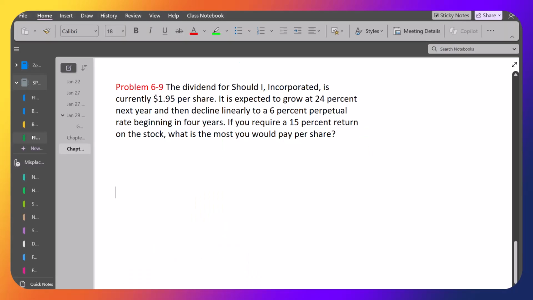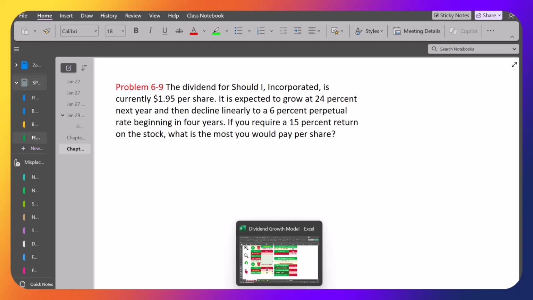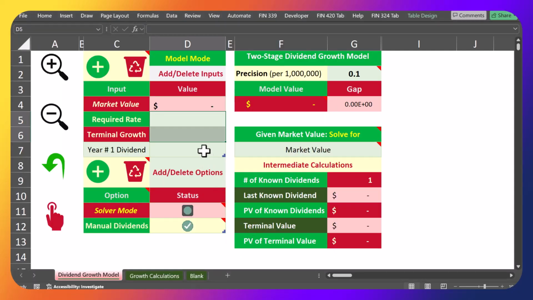In this problem, the dividend for Should I Incorporated is currently $1.95 per share. It is expected to grow at 24% next year and decline linearly to a 6% perpetual rate beginning in 4 years. If you require a 15% return on the stock, what is the most you would pay per share? Let's go to our template.